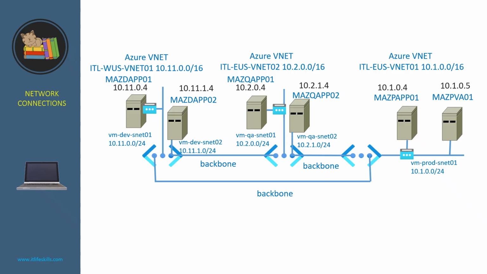That is the reason why network traffic generated in a VNet stays within that VNet. So in this network, the servers in the production VNet, the QA VNet, and the development VNet can only communicate with the servers in the same VNet, but cannot communicate with the servers in different VNets.